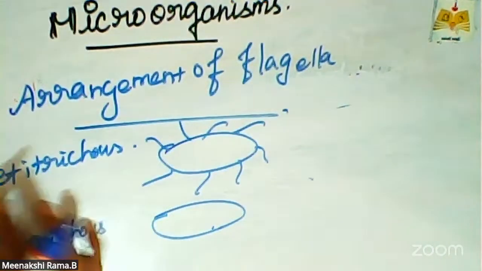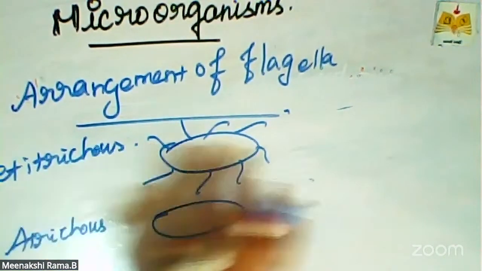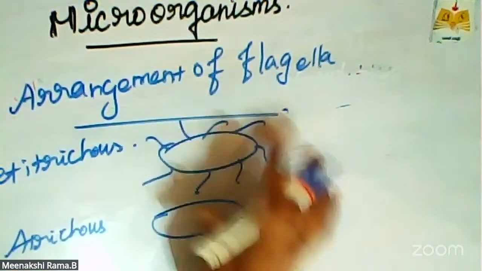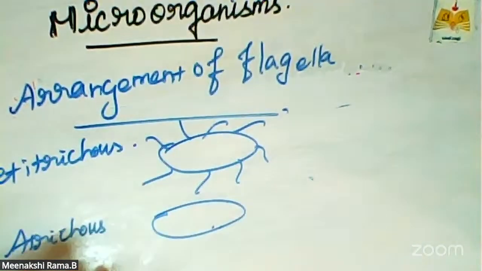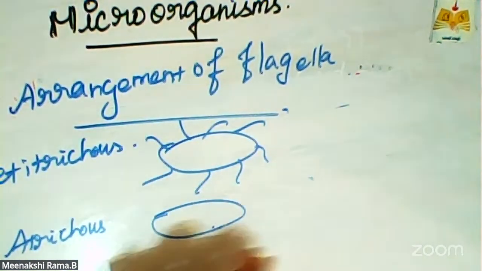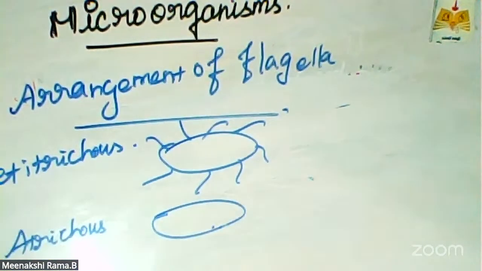So next one is Peritrichous. Peritrichous means the flagella are present around their bodies. Atrichous means without any flagella. That kind of bacteria is called Atrichous. So bacteria are classified into two categories. First one is according to their shapes.